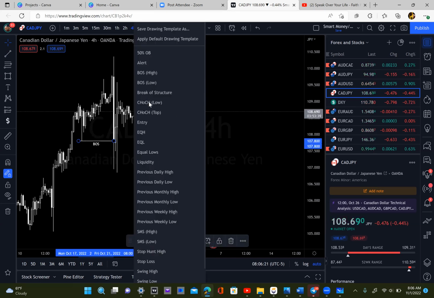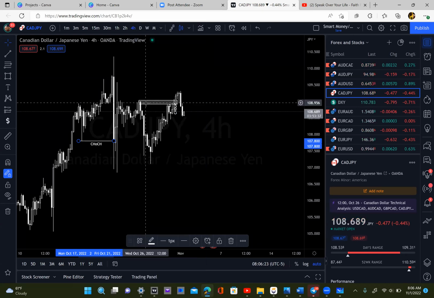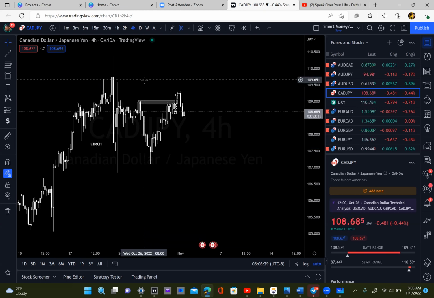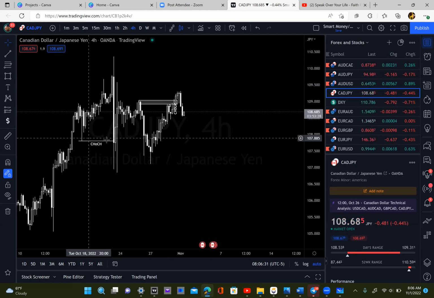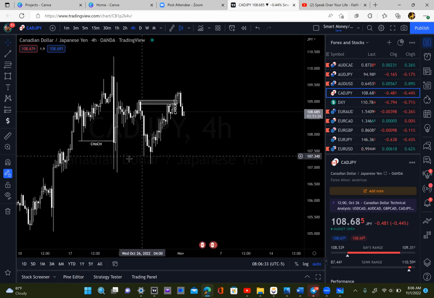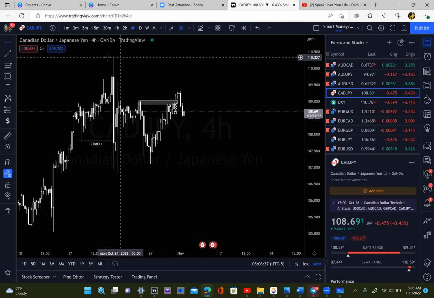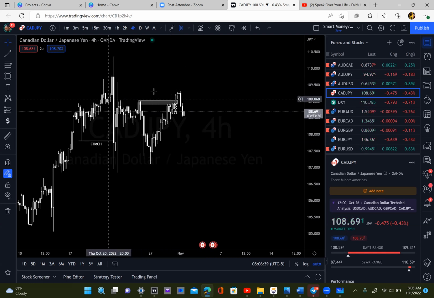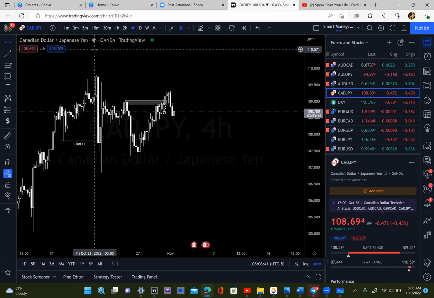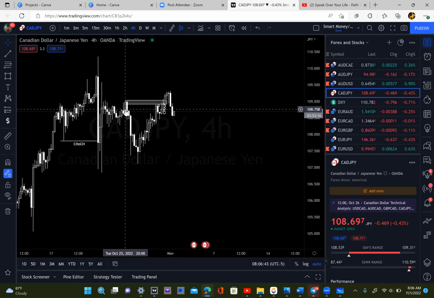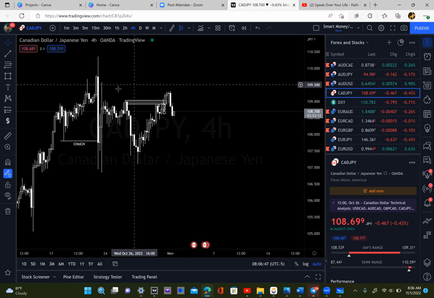Change of character. And remember, change of character and breaker structure is literally the same thing. One just signifies a potential reversal. All right, so we can call this change of character. Now, this low hasn't been beaten yet, but by the same token, this high hasn't been beaten either. So most likely, well, I'm saying consolidation, but that's a big area of consolidation. But it might just do that.